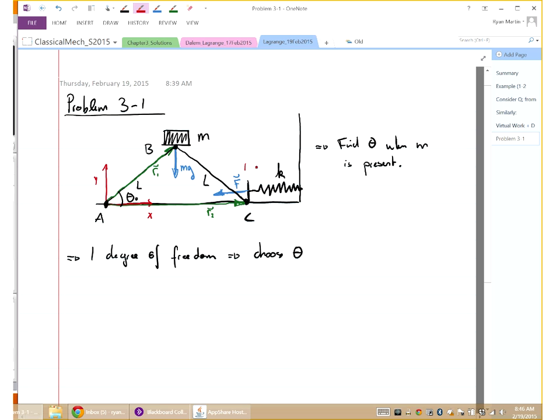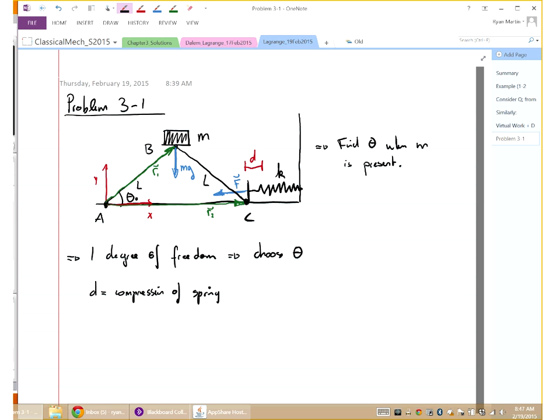So we need to express, let me just include a little variable here, d, to be the compression of the spring. And so that's how much it's compressed from its resting position. So what I really want to do is I need to express how d depends on theta.